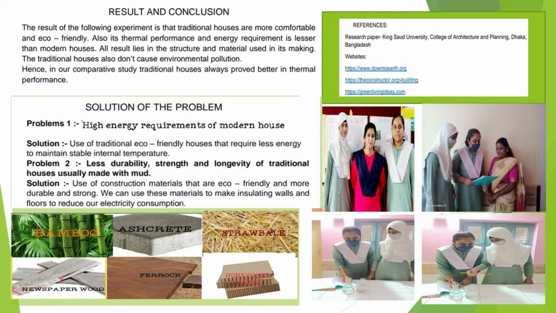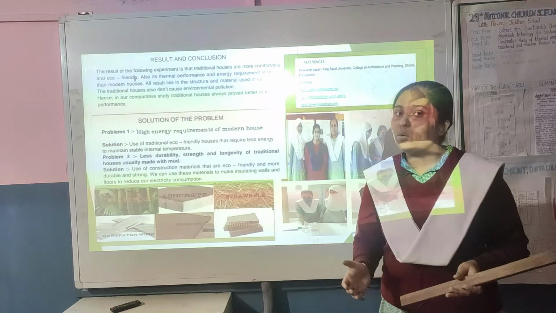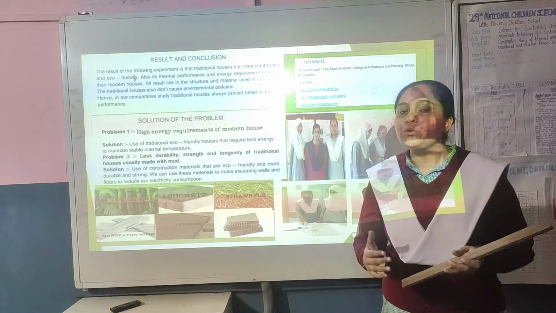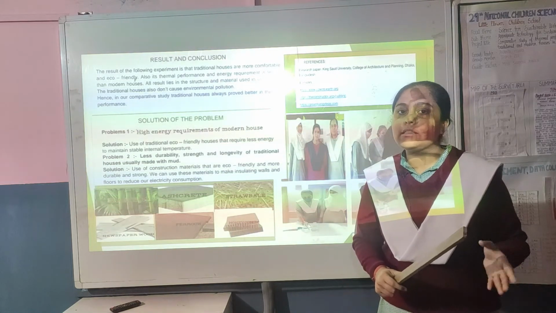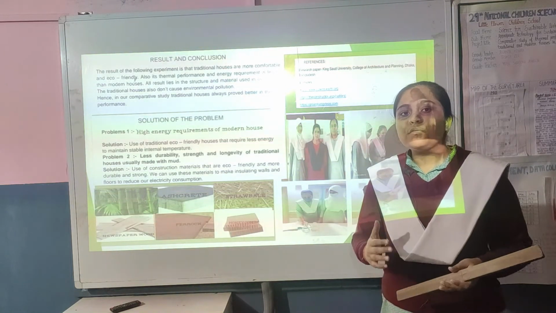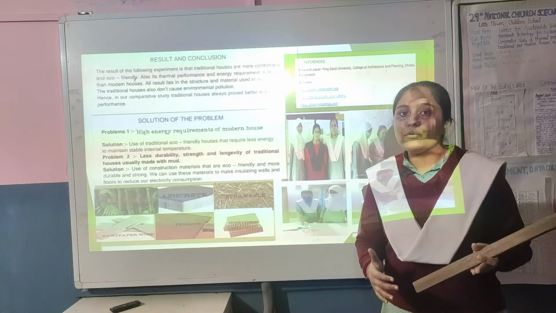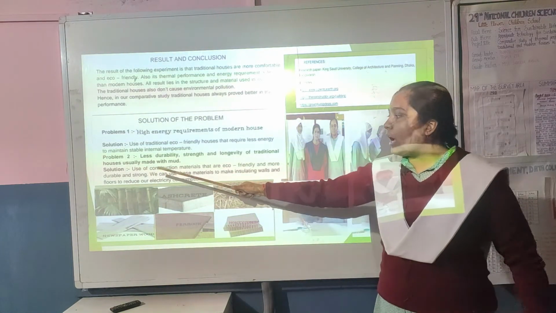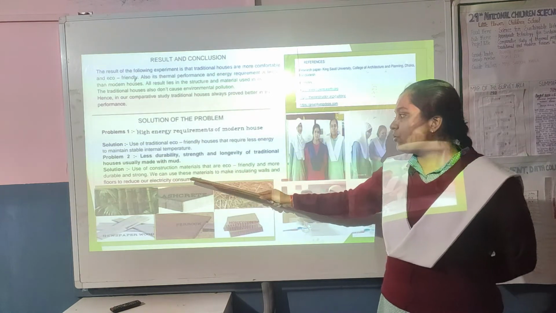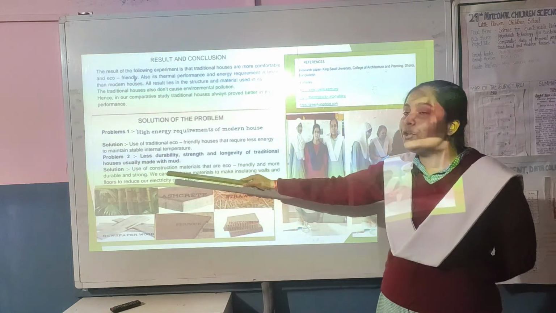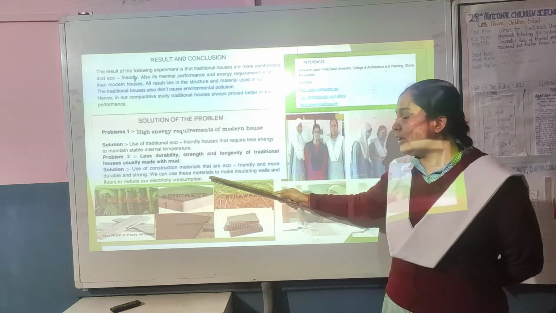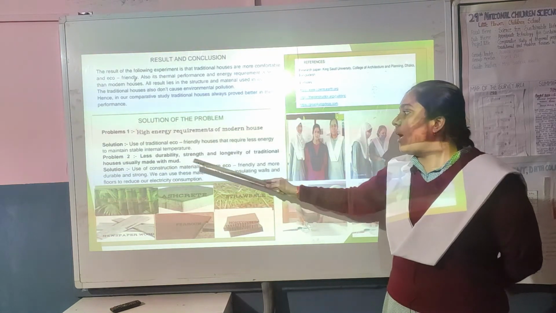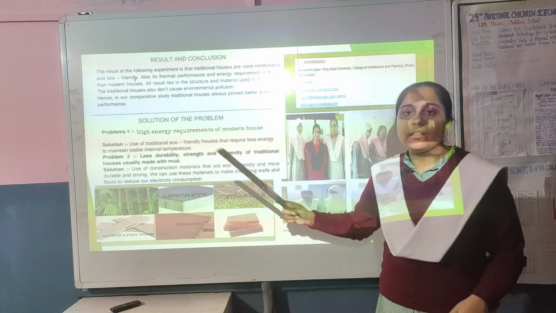Now the second problem is, will you be ready to live in a traditional house made with mud? No, because they are not durable, they don't have strength, so you cannot take a risk with your life. So what we can do is modify modern houses so that they can improve their thermal performance. So how will we do this? Use construction materials that are eco-friendly and more durable and strong. We can use these materials to make insulating walls and floors to reduce our electricity consumption.